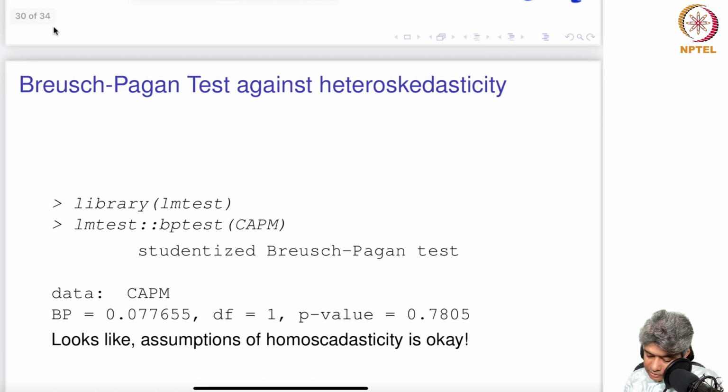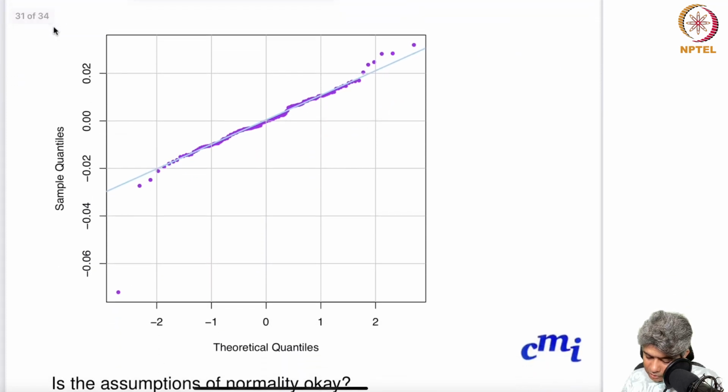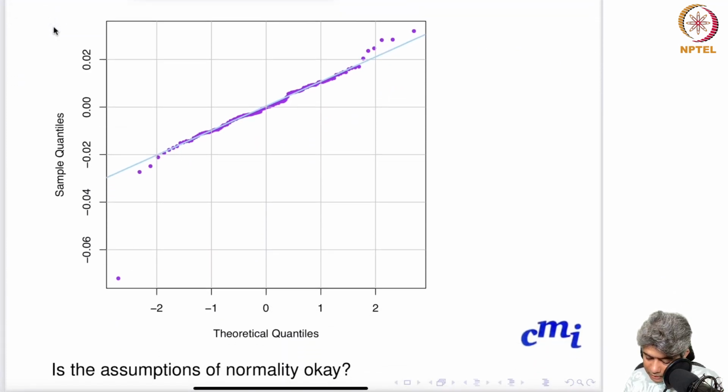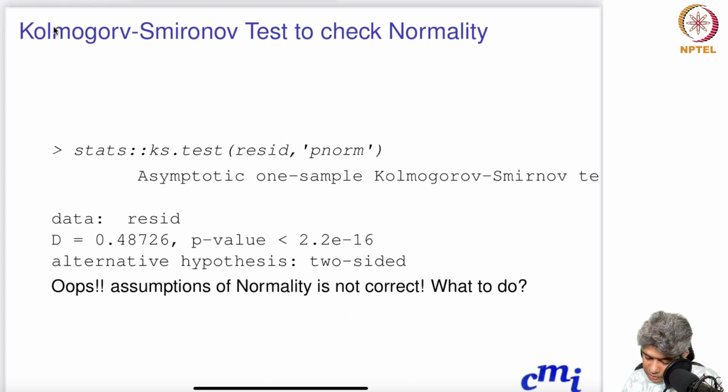Next, we tried a test for heteroscedasticity. We simply ran the Breusch-Pagan test, and the p-value is quite large, so the homoscedasticity assumption is also okay. Then we looked into normality. Here is one big outlier, and there are quite a few points which are away from the QQ line, so we don't know. So we ran a Kolmogorov-Smirnov test, and oops, the assumption of normality is not correct.